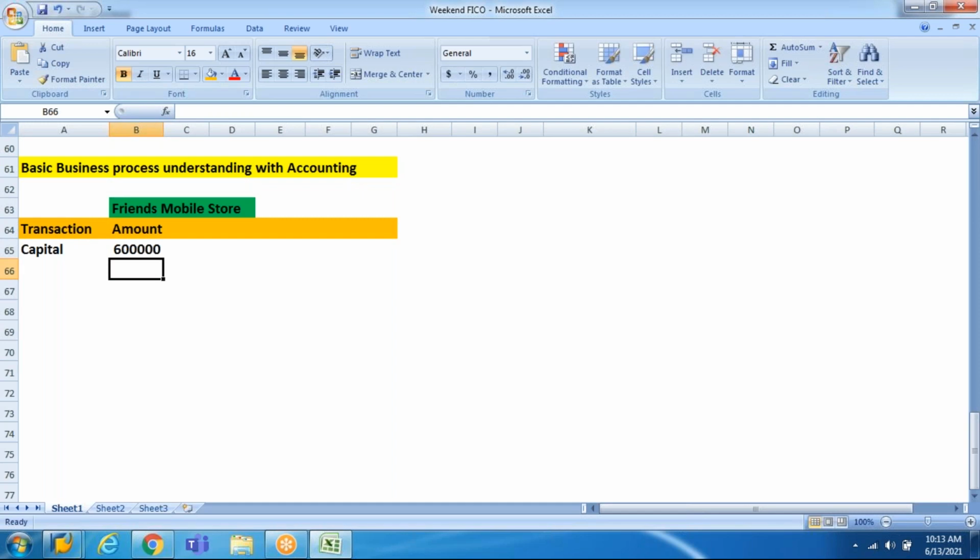Now remember this 6 lakhs is your capital, which means 6 lakhs is your budget for this business. Agree? So whatever you do, you'll have to manage within this 6 lakhs. So your entire first month transactions should be dependent on this 6 lakhs. So left and right you cannot spend, you cannot distribute the amount here and there. So you have to be very calculative while doing any kind of transaction. Okay, so capital is 6 lakh.